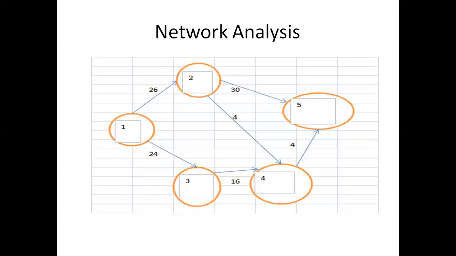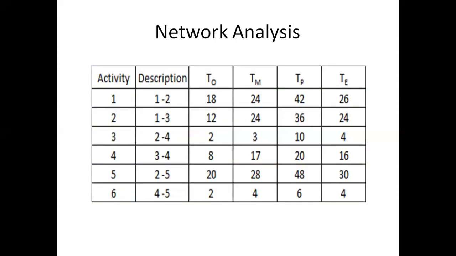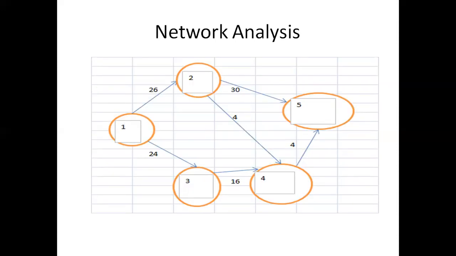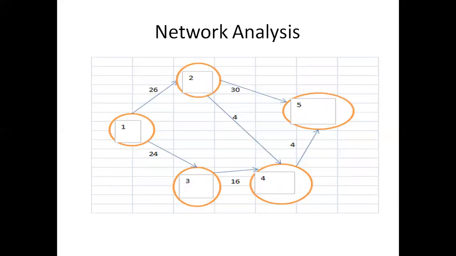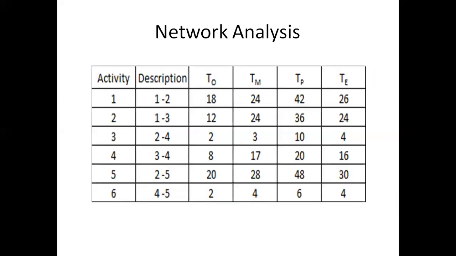Now activity 1 to 3, we can see is independent of activity 1 to 2, and we can start both the activities together. However, activity 1 to 4 is only 24 days. Activity 2 has 2 to 4 and 2 to 5, that is activity 3 and activity 5. So 2 to 5 it takes 30 days, as given. That is TE.